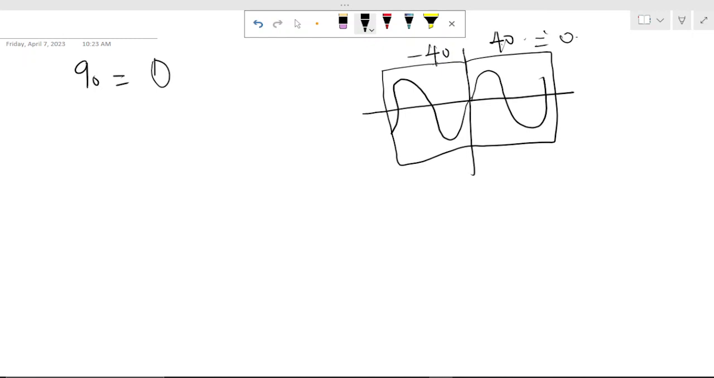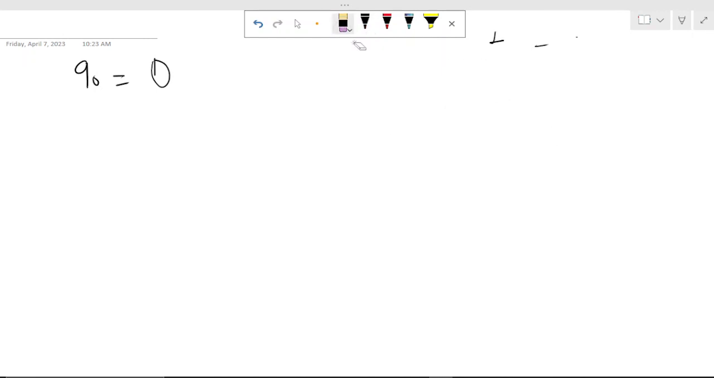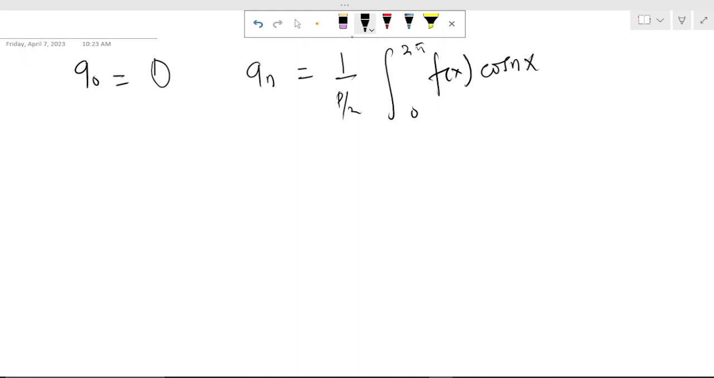So if you have a function that is odd, and you have to find the Fourier series, don't bother looking for the a naught, because it's equal to what? 0. Let's go to our an. Our an is equal to 1 over period over 2, going from 0 to 2 pi, f of x, which is an odd function now, cos nx dx. Now what happens here?